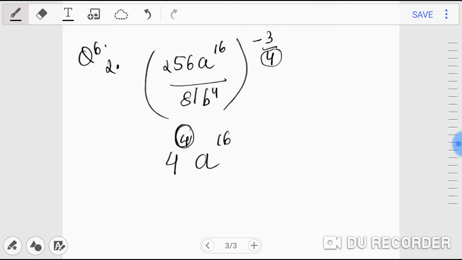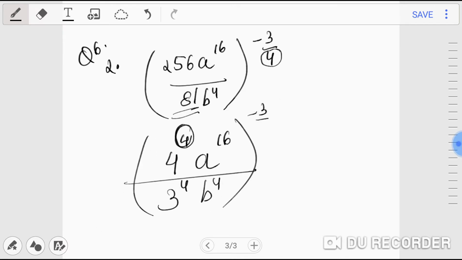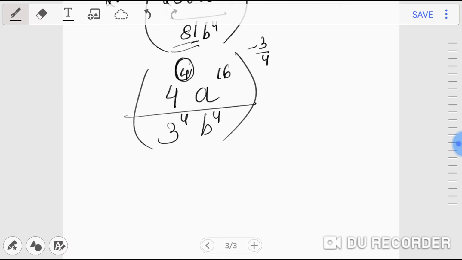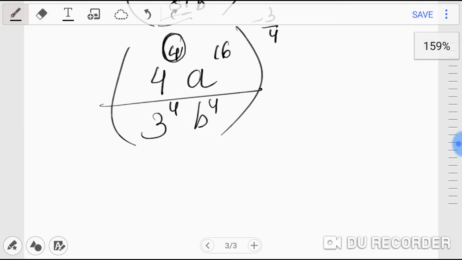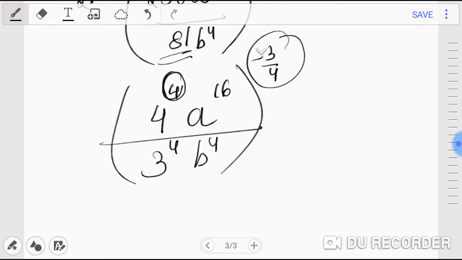You are getting 256. And down, if you want, you can keep it 3 for 4 times. If you multiply 3 for 4 times, you will get 81. So that will be 3 4 times and b 4. And outside you have minus 3 upon 4. If you know, my dear kids, as I said, this minus 3 upon 4 will be with 4 also and will be with a also. And it will be with 3 also and it will be with b also.